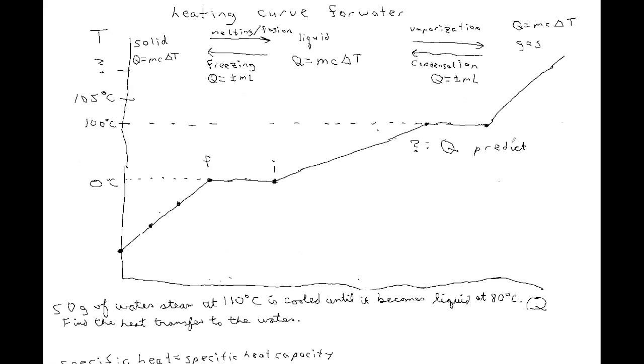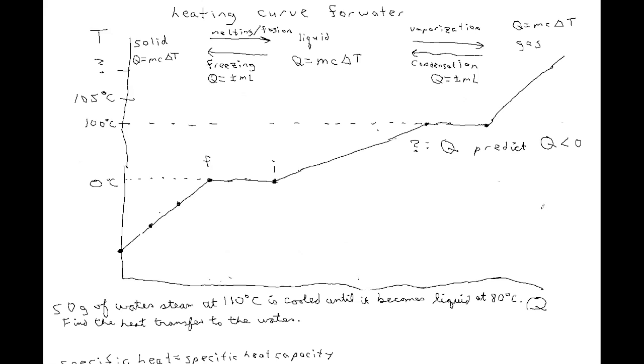50 grams of water steam at 110 degrees Celsius is cooled until it becomes liquid water at 80 degrees. Find the heat transfer. Well, since it's being condensed, that means that we have to remove heat. So that means that Q is going to be a negative number. That's a good prediction. We knew that as soon as we saw the word cooled. The way you're cooled is by losing heat. Now, where should I put a dot for my initial point?